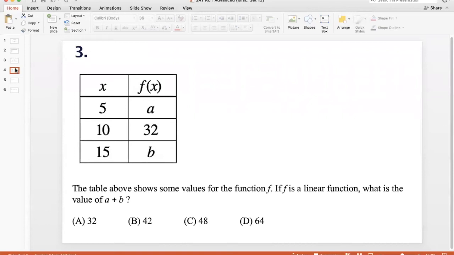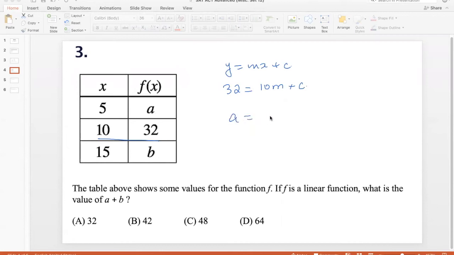Question 3. The table above shows some values for the function f. If f is a linear function, what is the value of a plus b? Okay, so since it's a linear function, I can write the function f(x) as y is equal to mx plus c, right? Where m is the slope of the line and c is the y-intercept. And I have a point which is given to me, so I can say 32 is 10m plus c, right? By substituting these values. Now, let me also write equations for a and b.